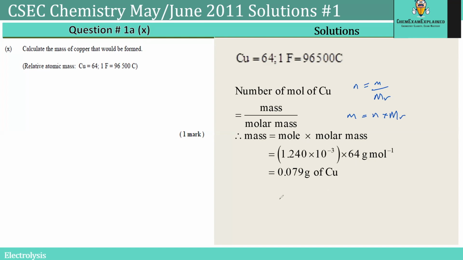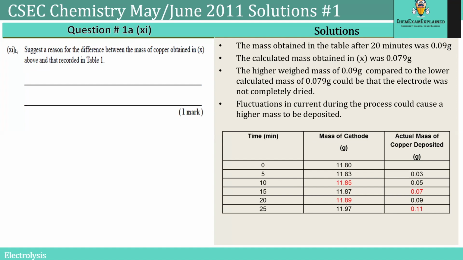Now remember that if they did not ask for the moles directly and they wanted to find the mass, we could simply use 64 grams of copper, which is the mass of 1 mole of copper, produced by 2 times 96500 coulombs. Therefore, X grams of copper would produce 240 coulombs, and we'd find X in grams. And that would give us the mass of copper formed, which is 0.079 grams.